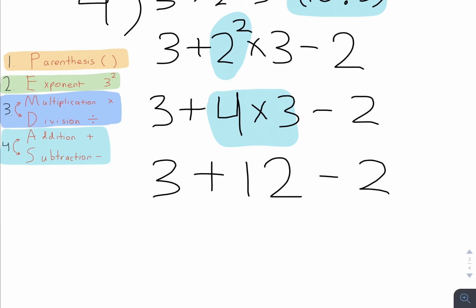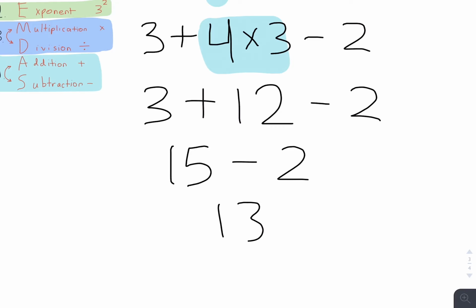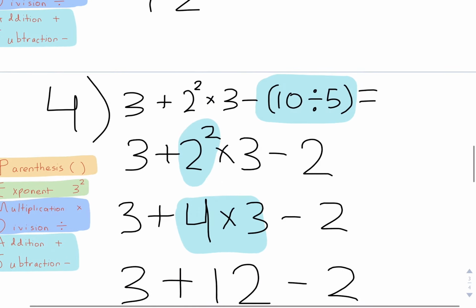Now, the only thing that's left is addition and subtraction, because there is nothing else left but a plus and a minus, so we can stay at step 4. We can just go left to right, as both addition and subtraction are the fourth order of operations. So this gives us 15, 3 plus 12, minus 2. Finally, 15 minus 2 is 13. And this is the answer to our expression above.